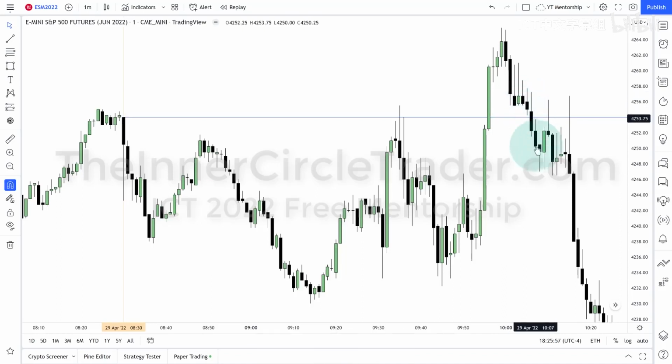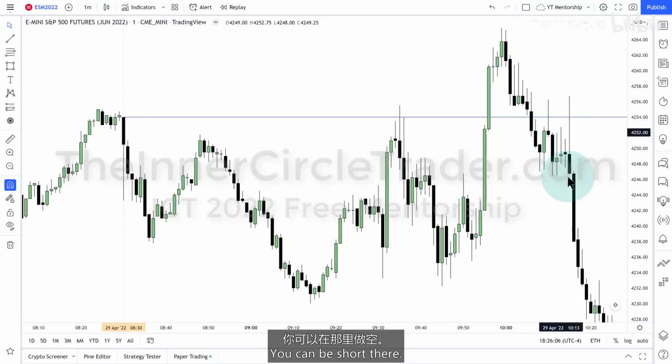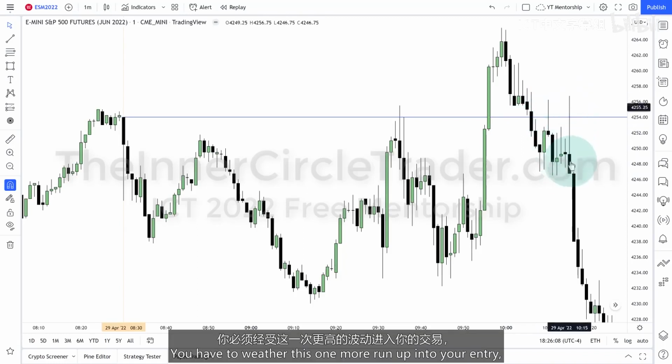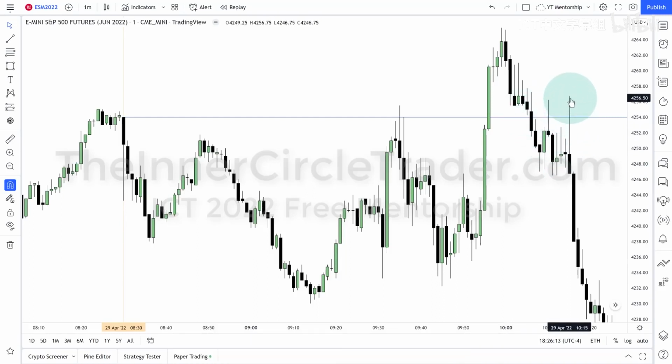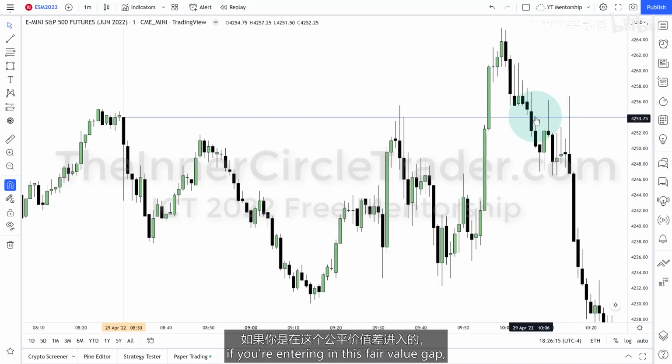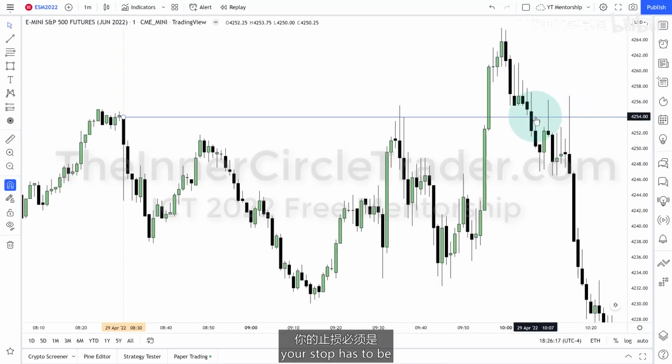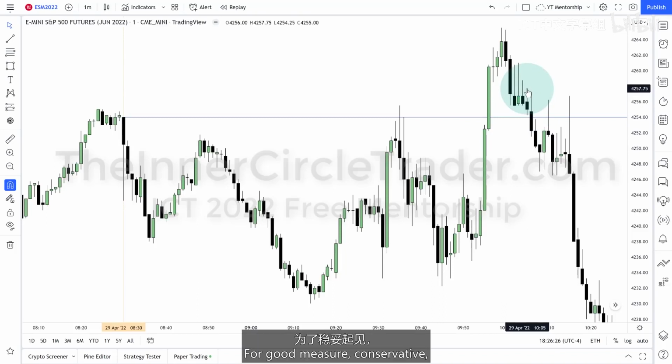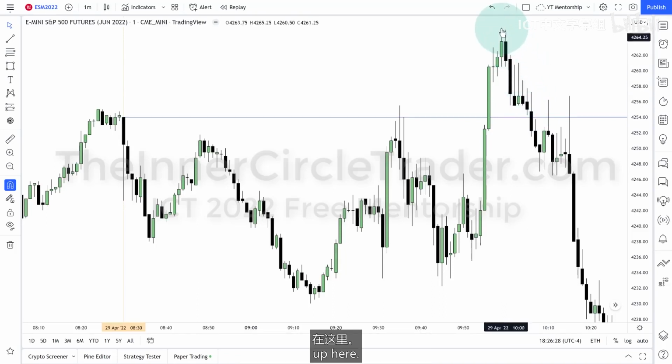Was there displacement? Yes. Does the market come back up into this little area here? Yes. Is it above the opening price? Yes. Is that enough? Sure it is. You can be short there. You have to weather this one more run up into your entry, and you may have a little bit of a drawdown, but your stop loss, if you're entering in this fair value gap, your stop has to be above, at the very minimum, the candle that creates the fair value gap, that's here. So your stop's got to be above that. For good measure, conservative, up here.